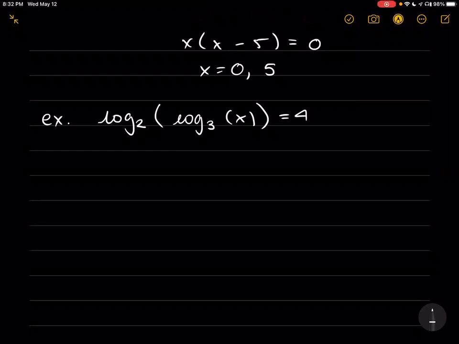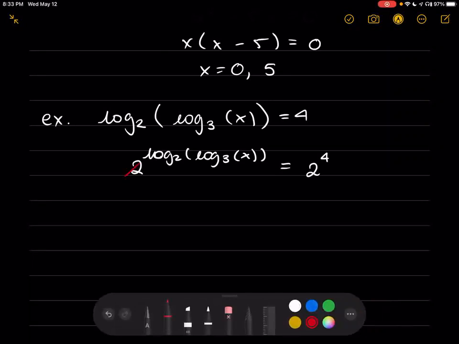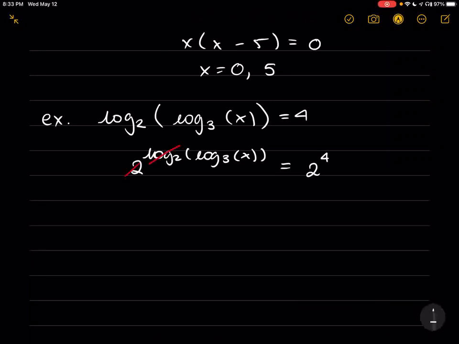So the first log on the outside is base 2. So I'm going to go ahead and have both sides of this equation as exponents of 2. So I'm going to raise 2 to the log base 2 of log base 3 of x equals 2 to the 4. And so now we can go ahead and use that property. You can think of it as this 2 and the log 2 cancel out in some ways. And so you get log base 3 of x equals 2 to the 4th, which is 16.